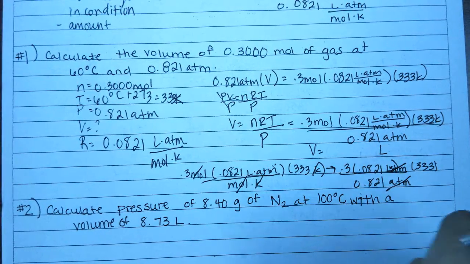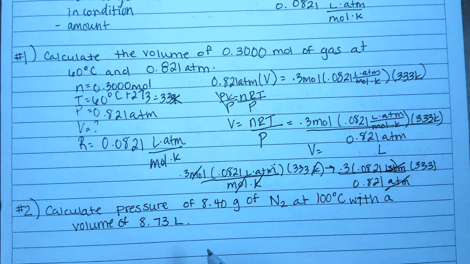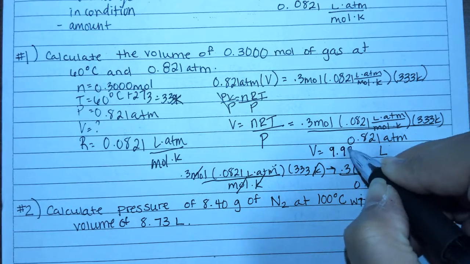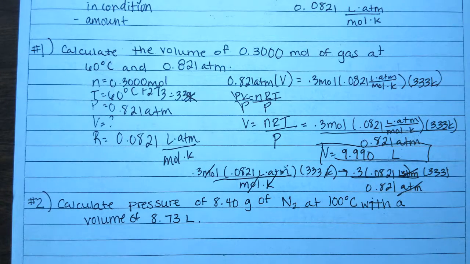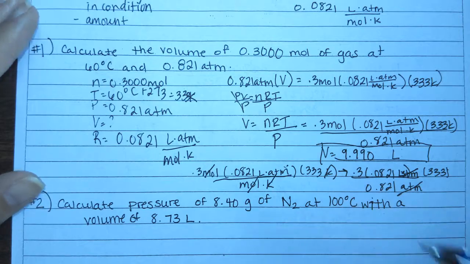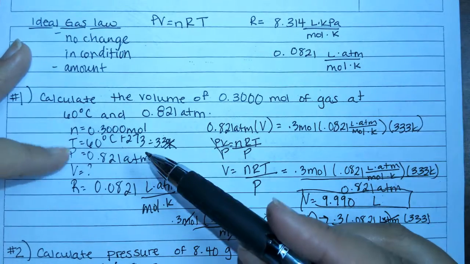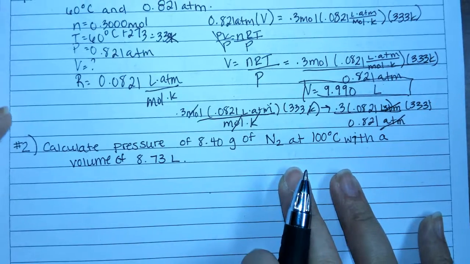You should know that volume is going to be in liters anyways, based off of the volume unit in your constant. And then we just plug it into our calculator, and we get 9.990 based off of our significant figures. Okay? So if you are given pressure, you are going to use the R based off of the unit of pressure. But what happens when they don't give you pressure? Let's look at number 2.